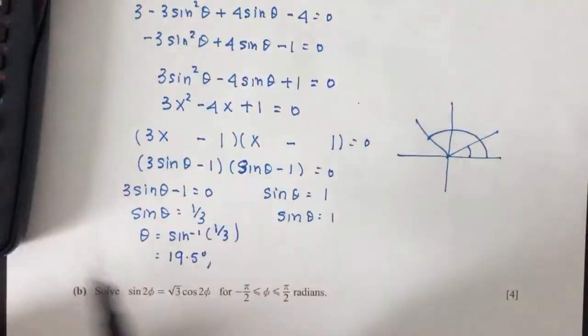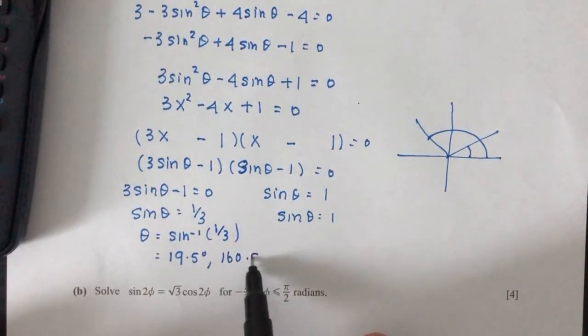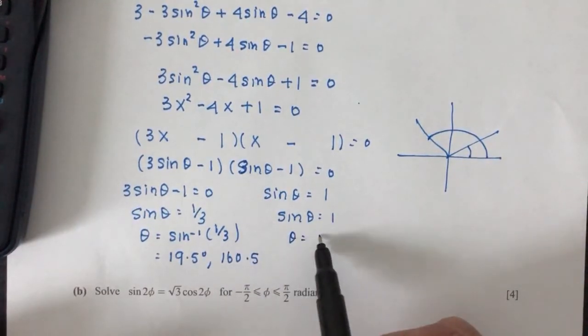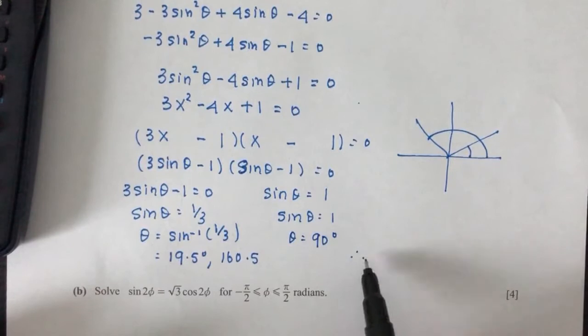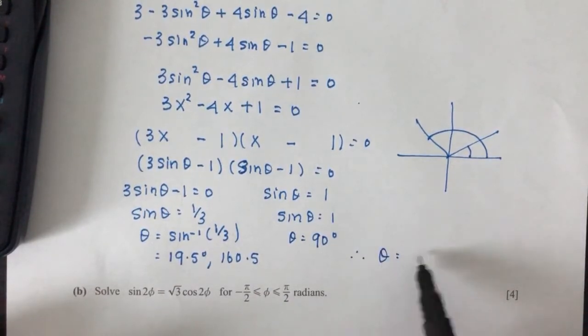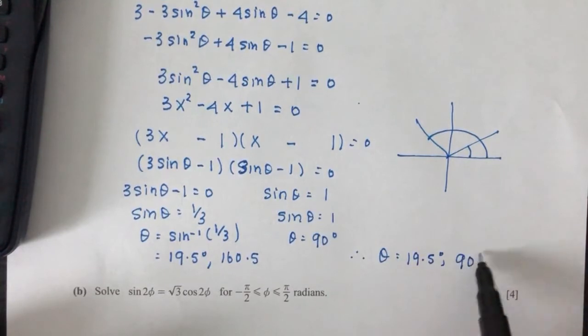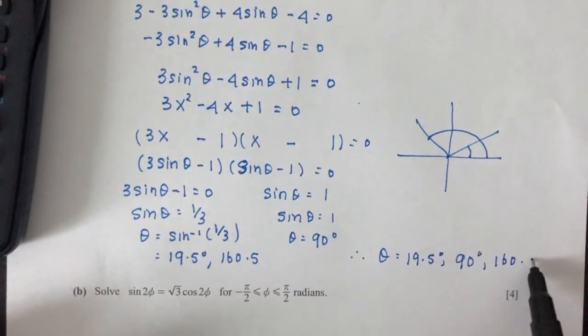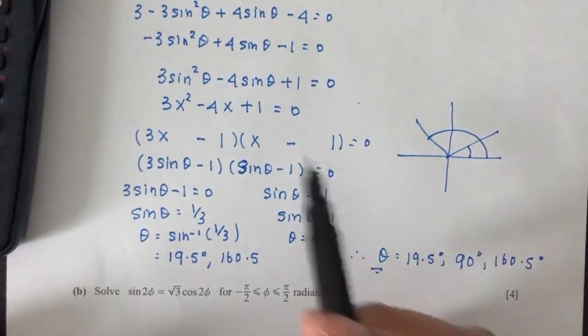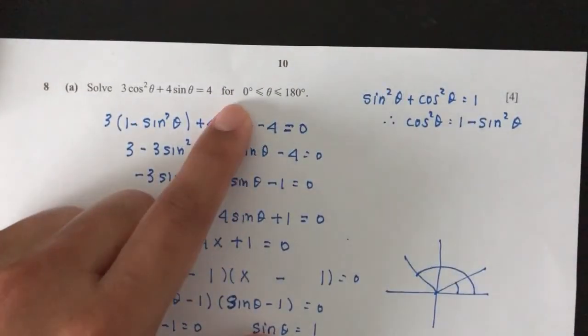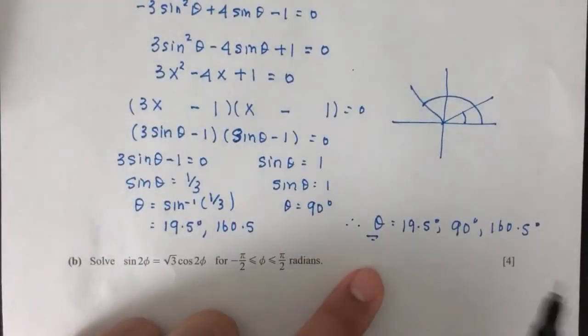That should give me 160.5. And for this one, that will be 90. So your answer will be theta equal to 19.5, 90, and 160.5. So theta is in the range between 0 and 180, so everything is in between.